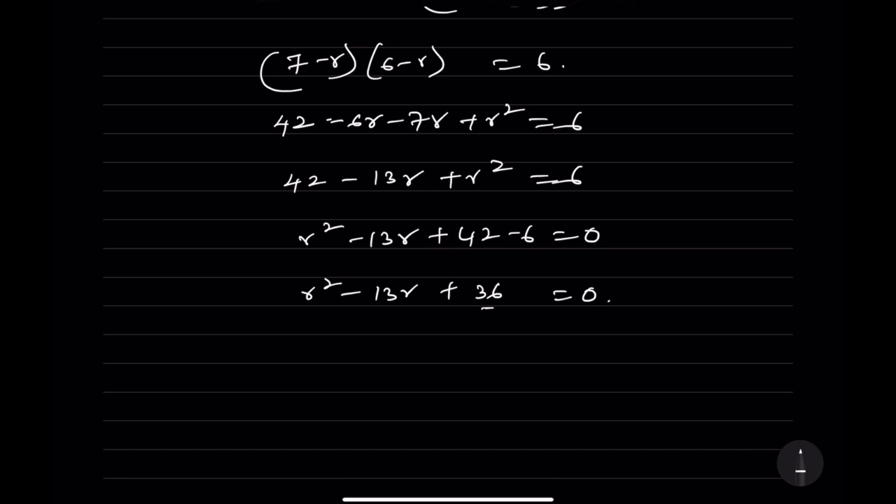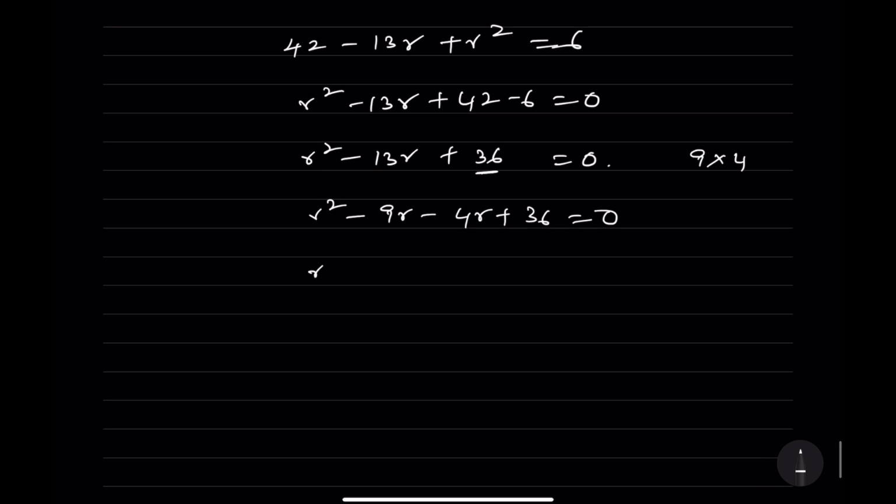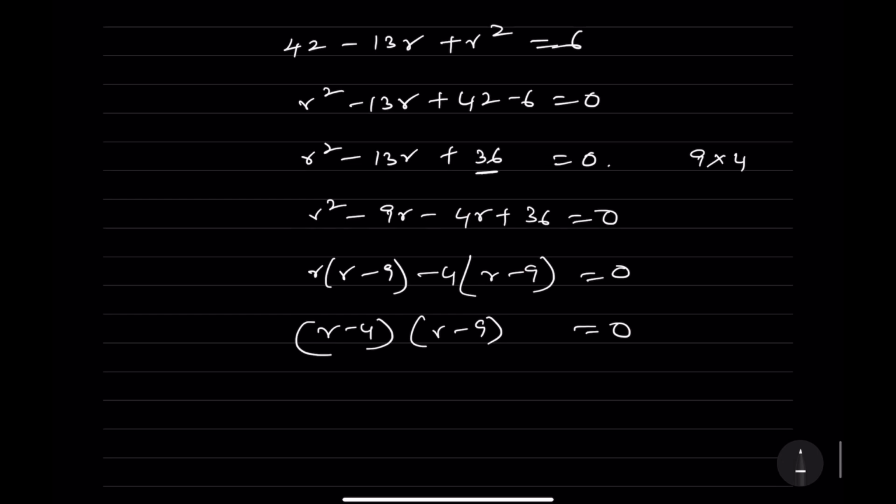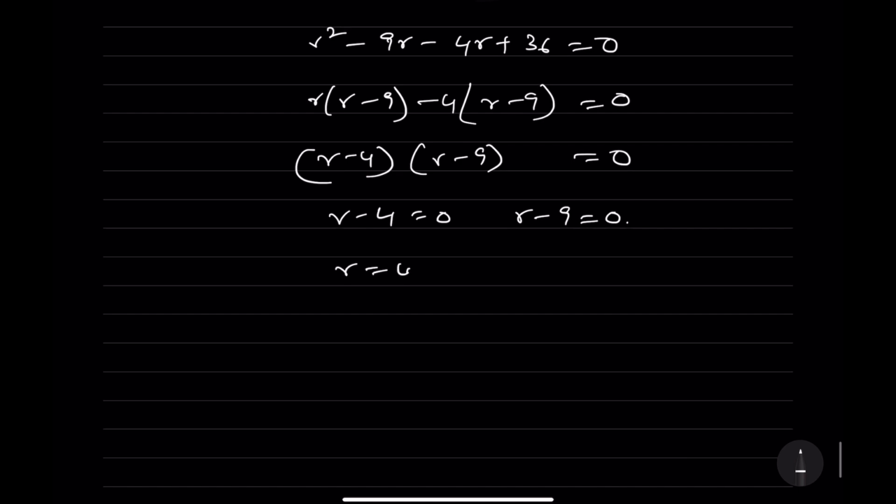So we can take factors of 36 as 9 into 4. So therefore r square minus 9r minus 4r plus 36 is equal to 0. r into (r minus 9) minus 4 into (r minus 9), which is equal to 0. So (r minus 4) into (r minus 9) is equal to 0. r minus 4 is equal to 0, r minus 9 is equal to 0. So r is equal to 4 or r is equal to 9.